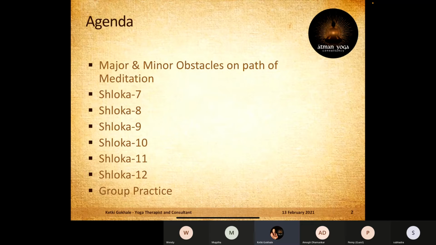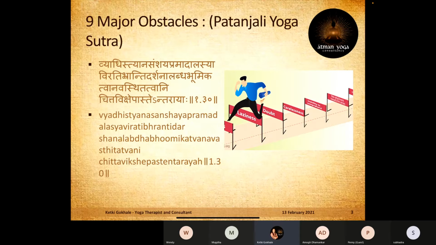Like in the last session of Raja Yoga, we have seen states of mind like Kshipta, Vikshipta, Ekagra, and Niruddha. So why is it so difficult to keep our mind focused and one pointed, and why does it keep fluctuating into Kshipta mode or Vikshipta mode? There are various obstacles and distractions explained in Patanjali Yoga Sutras in the first chapter, Sutra number 1.30. First we'll be looking at 9 major obstacles according to Patanjali Yoga Sutras.